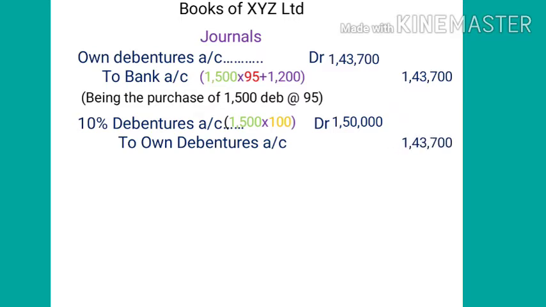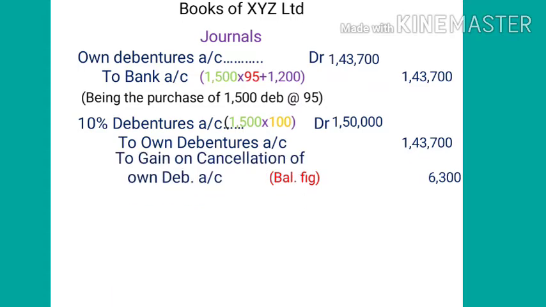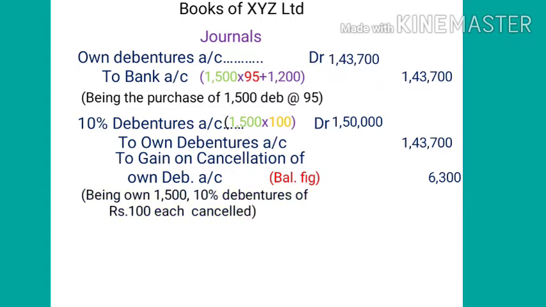1,43,700. So we see the difference in the total of debit and credit. Debit is 1,50,000, whereas credit is 1,43,700. So we have a balancing amount of 6,300. This balancing amount is on the credit side, so we have gain on cancellation of own debentures account credit, being on 1500 10% debentures of ₹100 each cancelled.